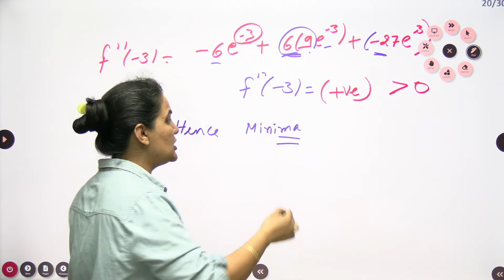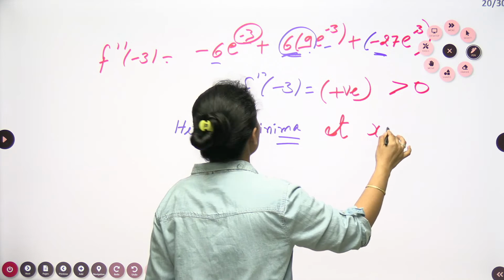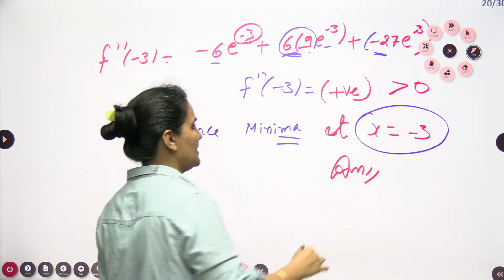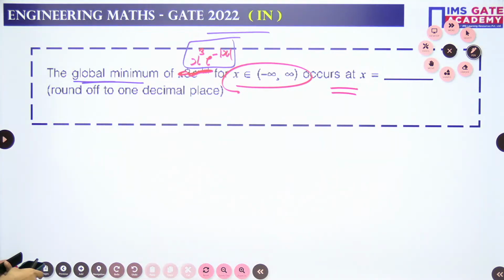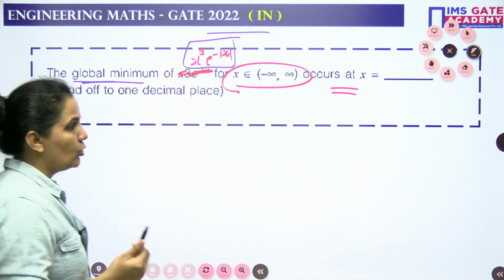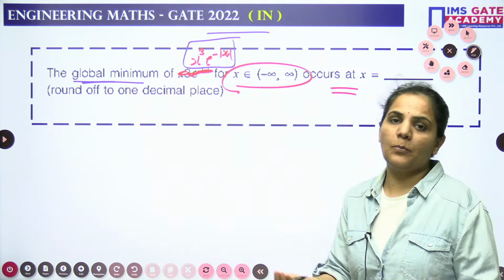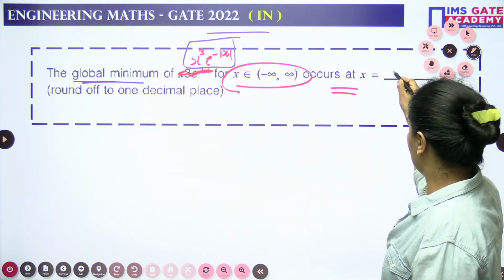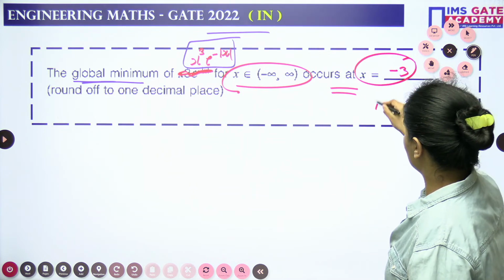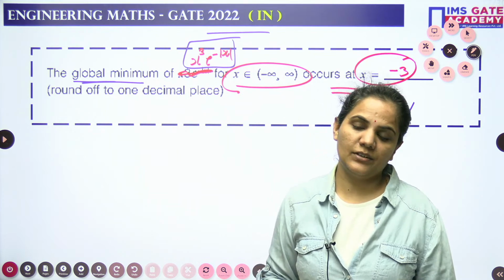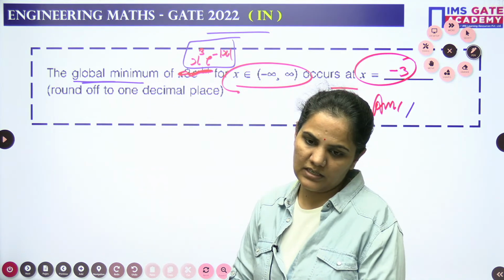Minima we are having at which point? So we are having minima at x equals what? Minus 3. So I can conclude I am having minima at x equals minus 3. Now what is the question asking me? The question is asking the same thing, that I need to find the minimum value of the function and at which point it is having the minimum. So you can write down that you are having the minimum value at x equals minus 3. So this is the final answer. I hope this is clear to everyone. Yes.